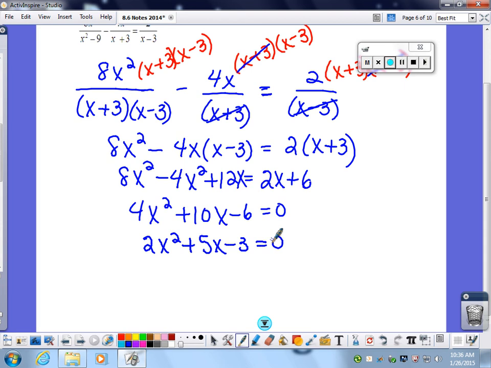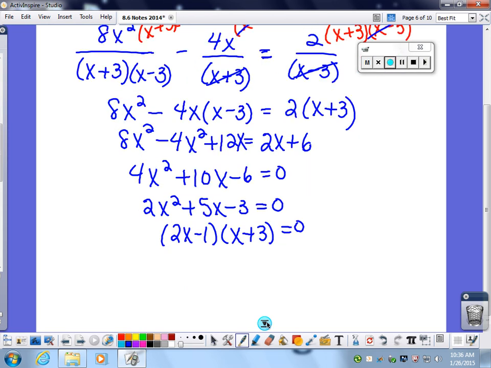All right, let's factor. So what multiplies to give you negative 6 and adds to give you 5? If you need to, pause the video so you can factor this. So hopefully you got the following factors: 2x minus 1 times x plus 3. Use your zero product property, set each factor equal to 0. So I'm getting x equals 1/2 and x equals negative 3.